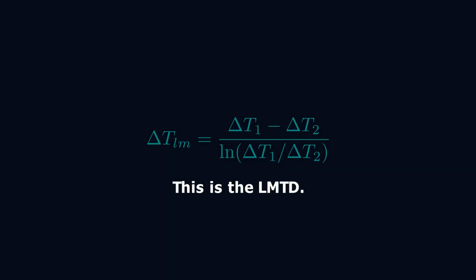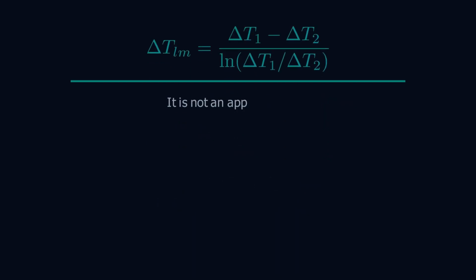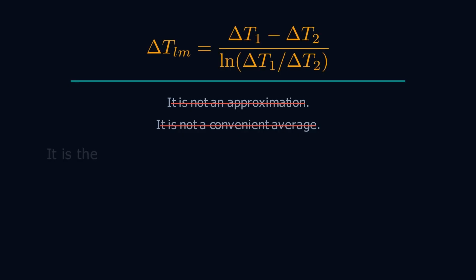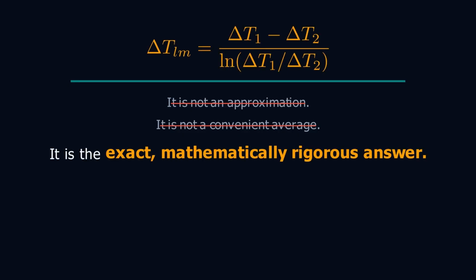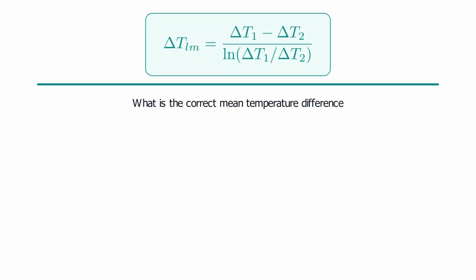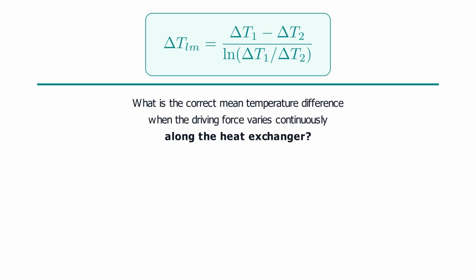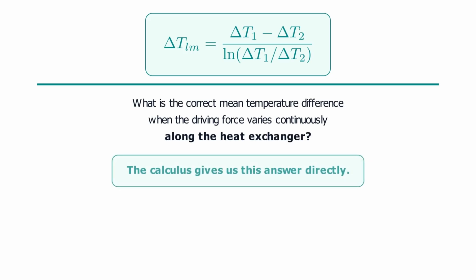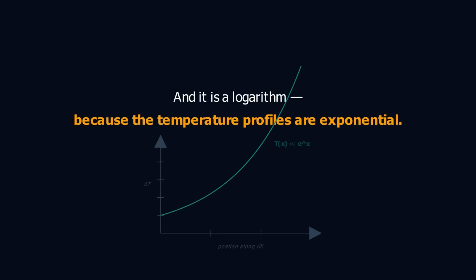This is the LMTD, the log mean temperature difference. It is not an approximation. It is not a convenient average. It is the exact, mathematically rigorous answer to the question, what is the correct mean temperature difference when the driving force varies continuously along the heat exchanger? The calculus gives us this answer directly, and it is a logarithm because the temperature profiles are exponential.